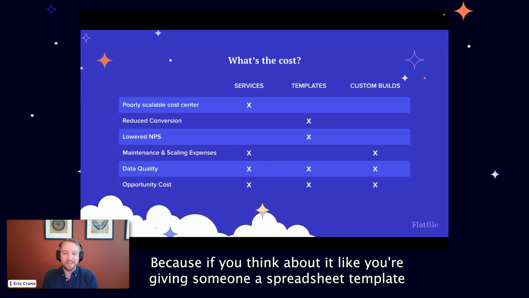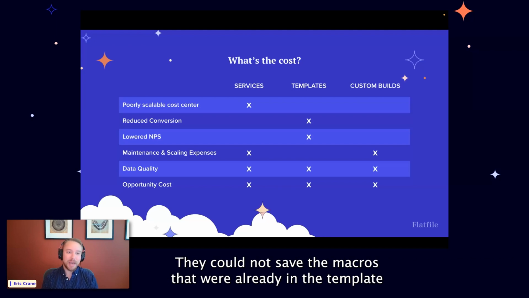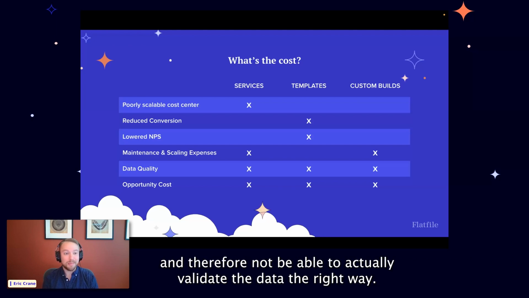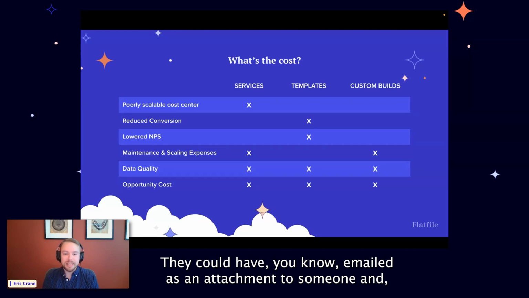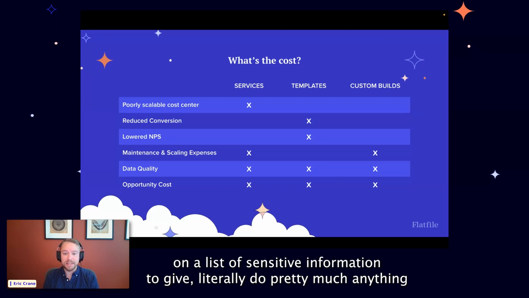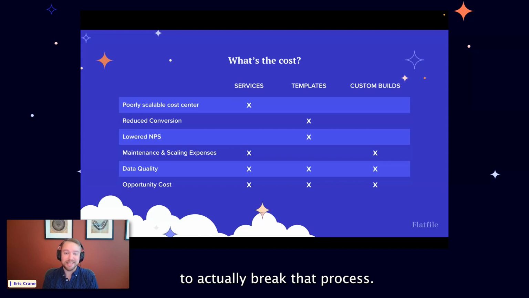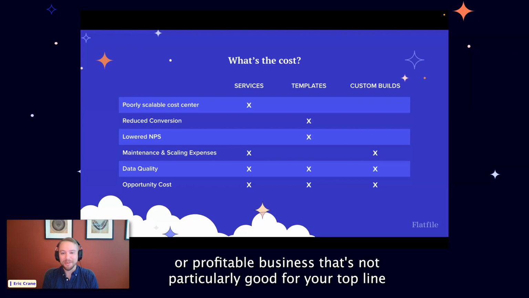Because you think about it, you're giving someone a spreadsheet template or some sort of other template, they could have the wrong version of Excel. They could not save the macros that were already in the template and therefore not be able to actually validate the data the right way. They could have typed in their own headers. They could have emailed it as an attachment to someone and accidentally included the wrong person on a list of sensitive information. They could literally do pretty much anything to actually break that process. And then going back to making sure we have an efficient or profitable business, that's not particularly good for your top line.